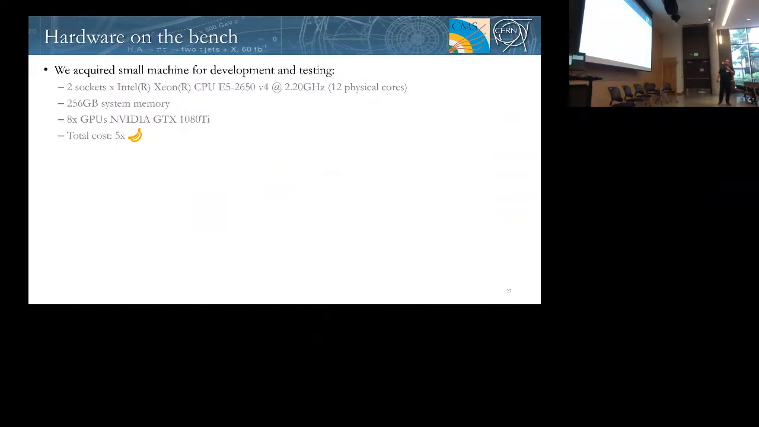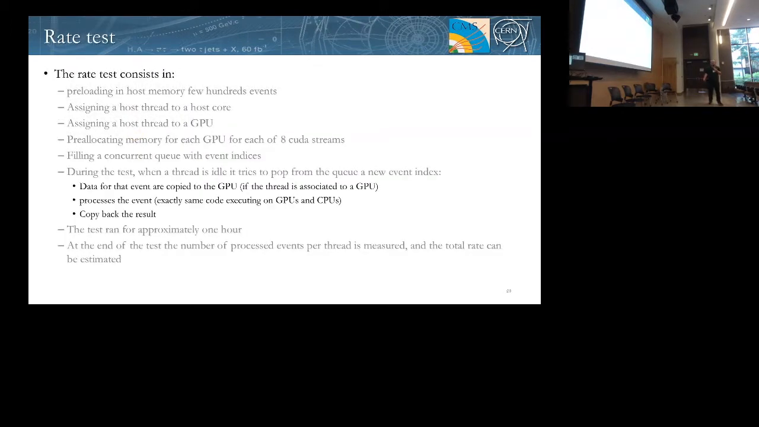Now going to the hardware. Now we acquired a machine, 2 sockets, Intel Xeon. You have 12 physical cores per socket, 256 gigabytes of memory, 8 NVIDIA GPUs, 1080 Titanium. The total cost is 5 bananas. We run a rate test.